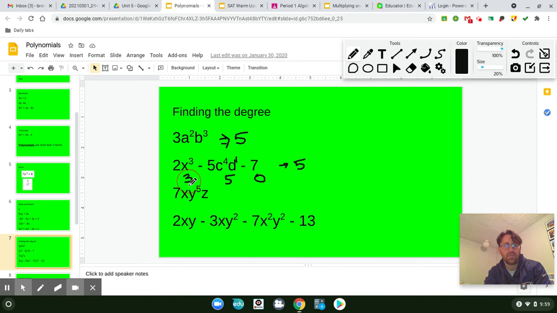I've got 1 for an exponent, 1 for an exponent. 5 plus 1 plus 1 would be 7. There's no pluses or minuses, so I just add them all together. Here I got 1 plus 1 is 2. 1 plus 2 is 3. 2 plus 2 is 4. This does not have a variable, so that's 0. So the highest one is 4. So the degree of this polynomial would be 4.